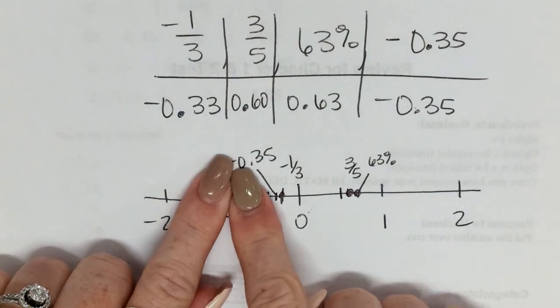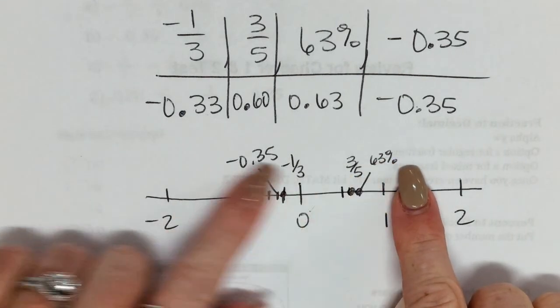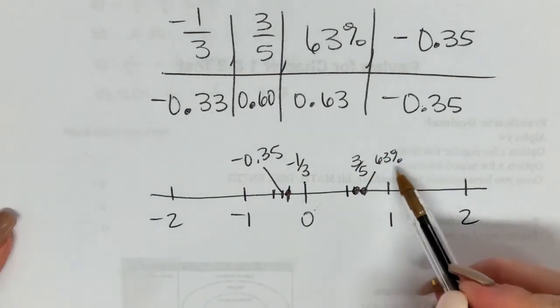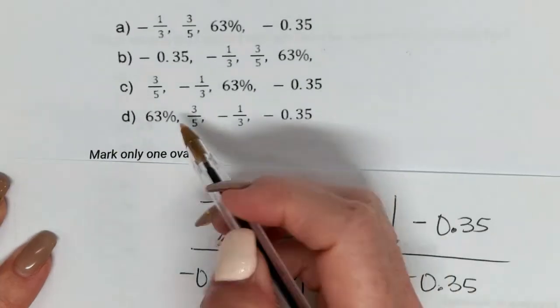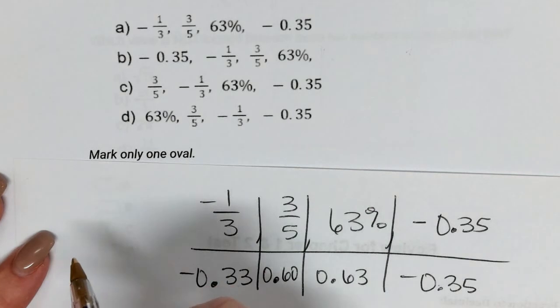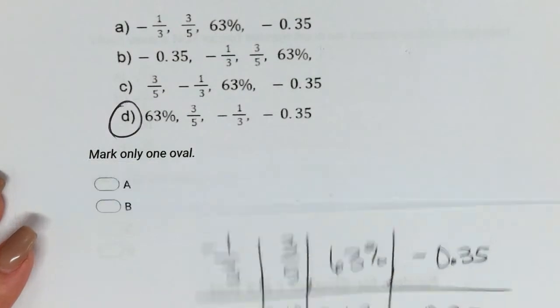This way is least to greatest. This way is what? Greatest to least. So there's my answer right here. 63% should come first. Well, what do you know? There's only one answer with 63% first, and that is the greatest value. So D was the answer.